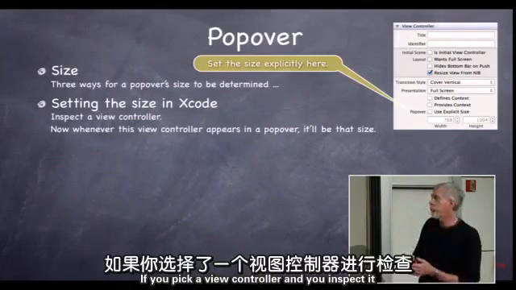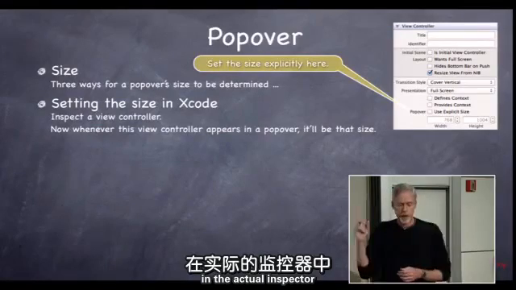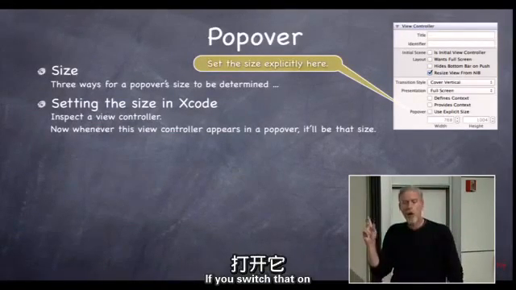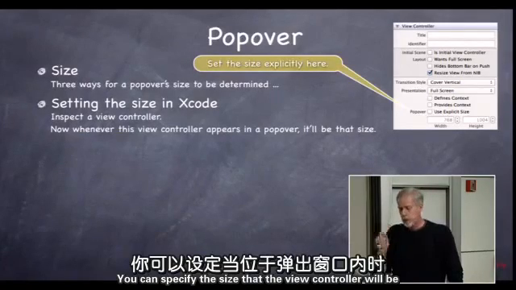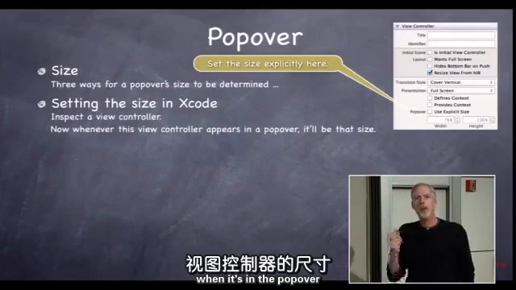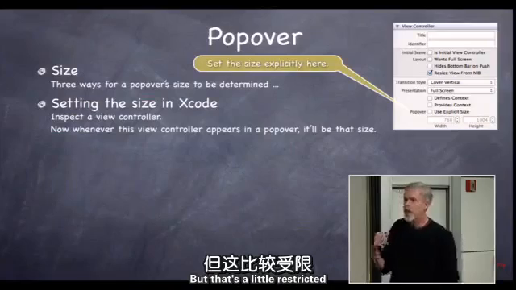Okay, if you pick a view controller and you inspect it, in the Attributes Inspector, you're going to see at the bottom there's a little switch called popover. And if you switch that on and say use explicit size, you can specify the size that that view controller will be when it's in a popover. Whenever it's in a popover, it will be that size. Okay? But that's a little restrictive.